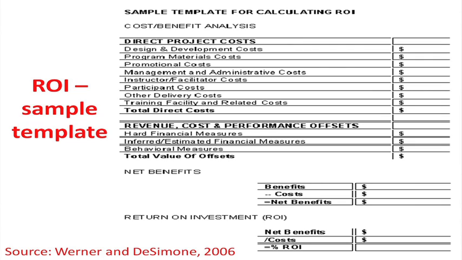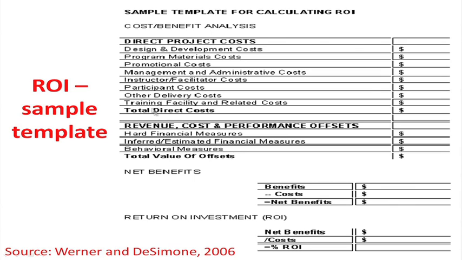Here is a sample that is given to you. So, you can see it is a template for calculating the ROI, in terms of cost benefit analysis. Now, if you look at this here, you have two basically major costs, that is direct project costs and revenue cost and performance offsets. This is the benefits, right.